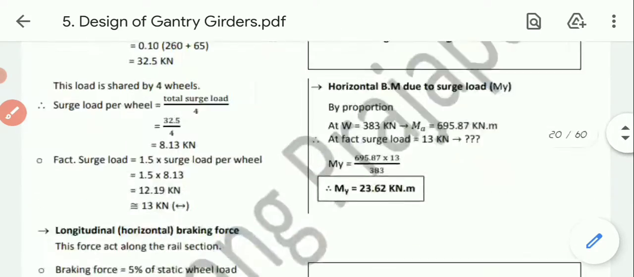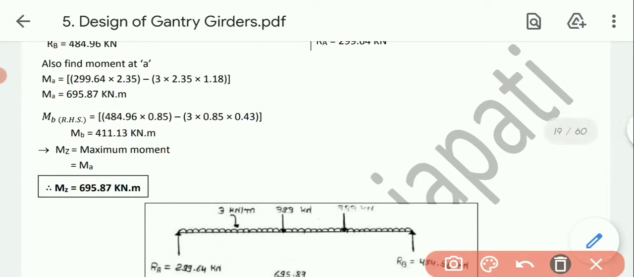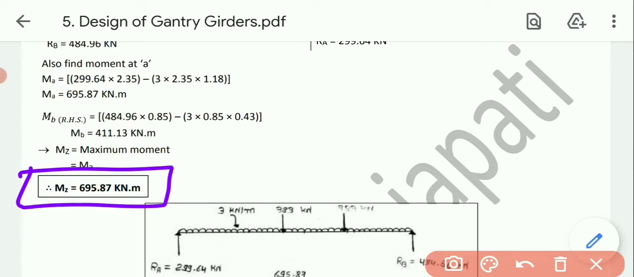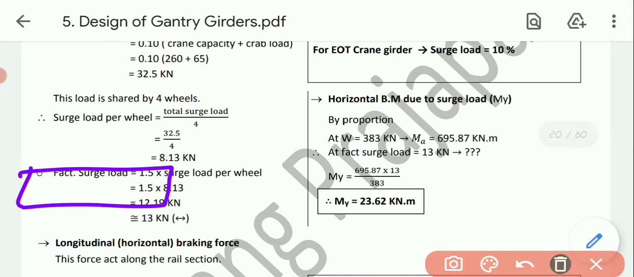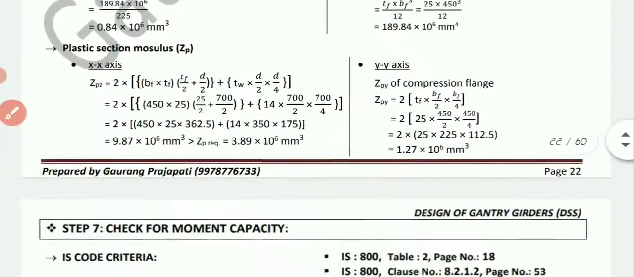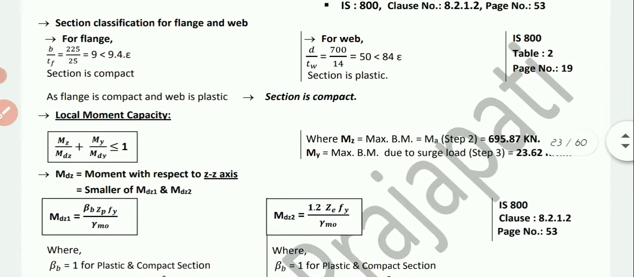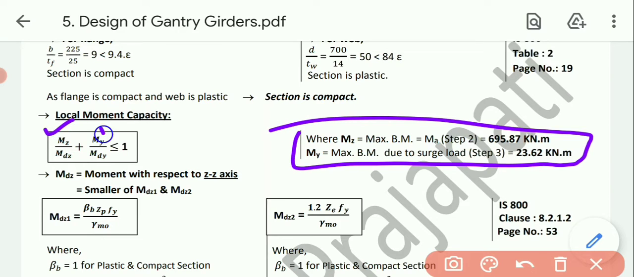Let me show you the data. In step number 2 we got the value of Mz over here, 695.87, and in step number 3 we got the My of the surge load, that is over here. So we have both values Mz as well as My over here. So two values are already there, and the unknown parameters are Mdz and Mdy.